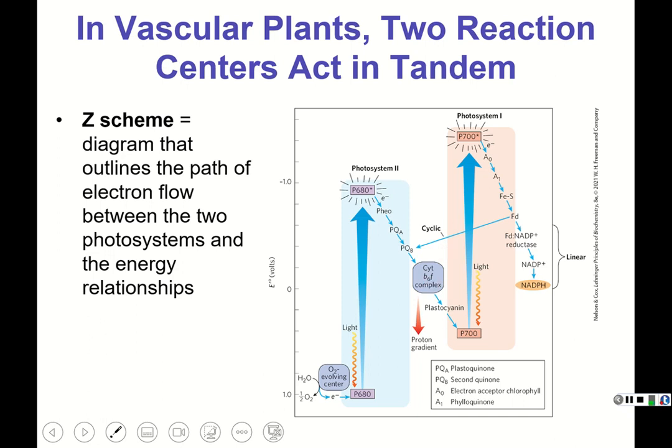Okay, they then go into a molecule known as plastocyanin or cyanin. This is very similar to cytochrome C. It then moves those electrons to photosystem 1, in the P700 reaction center.